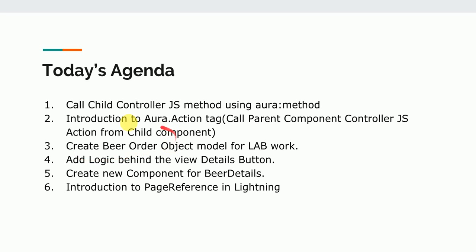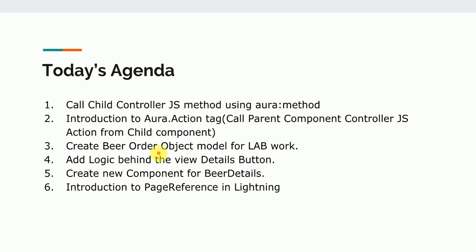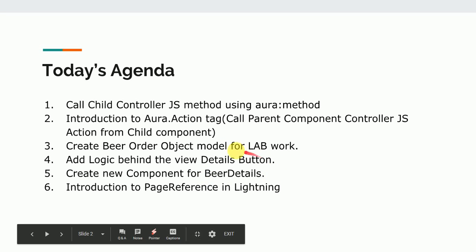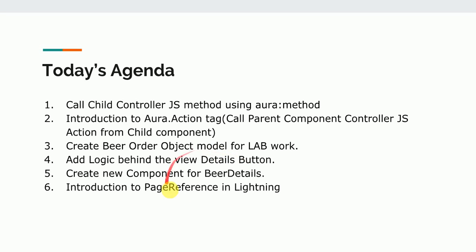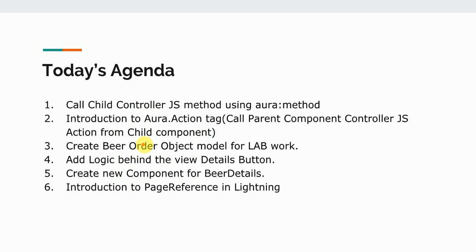And then for the project work, we will create a beer order object for the project model, and then we will add the logic behind the view detail button that we created in the previous session. And then we'll also create a new component for the beer details that will be responsible for showing the details of the beer whenever we click on view detail. And then we'll also see what is page reference in the lightning component, so that we can use this page reference in next upcoming sessions.